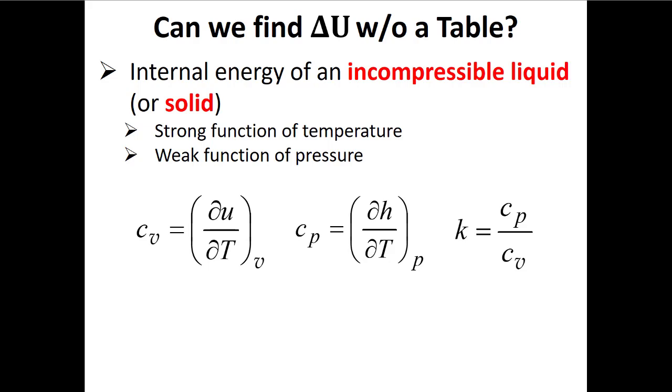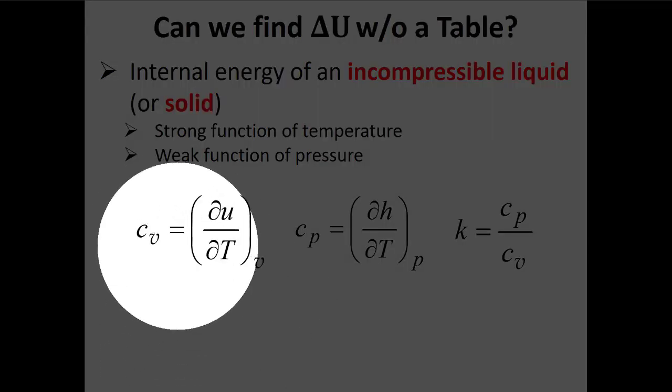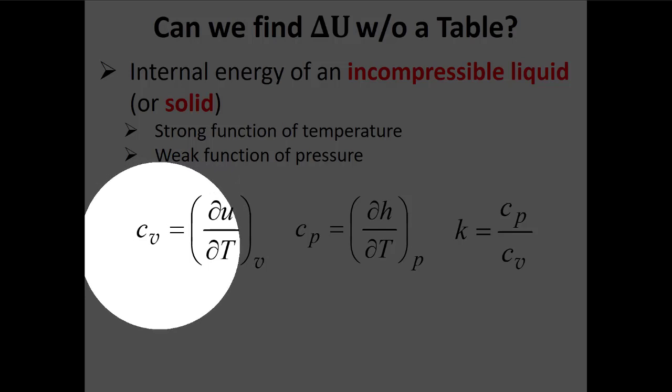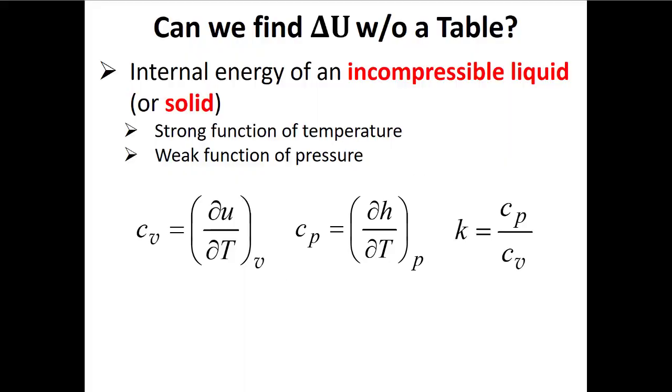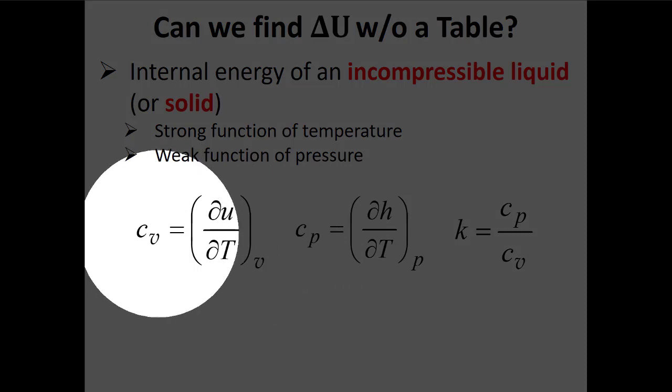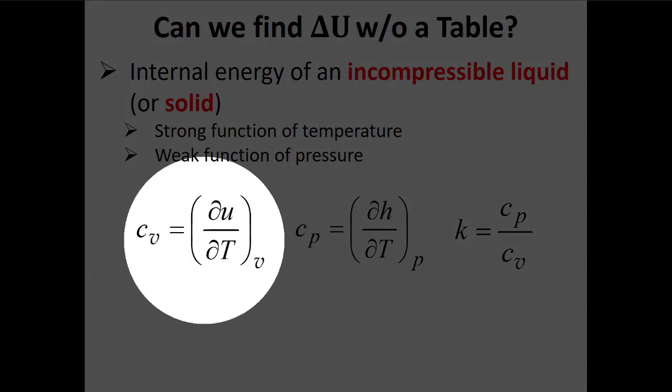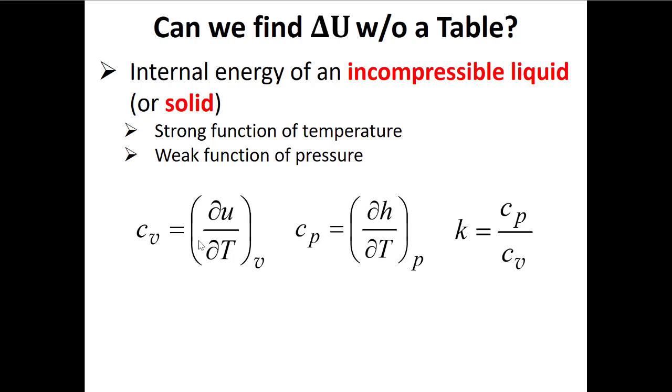And in order to get there, first we're going to talk about this idea of specific heats. Specific heat is defined as, well, there are two different kinds of specific heat. There's CV, the specific heat at constant volume, so that's why the subscript is V, or you can have specific heat at constant pressure, which is CP. Now, if you're dealing with incompressible liquids or solids, then these values for specific heat are fairly constant. They don't change very much.